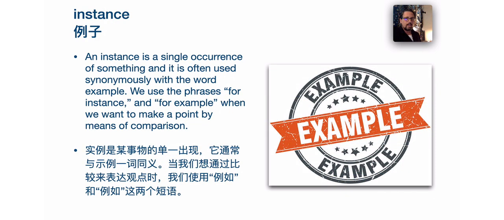Instance. An instance is a single occurrence of something, and it is often used synonymously with the word example. We use the phrases for instance and for example in writing and speech when we want to make a point by means of comparison.